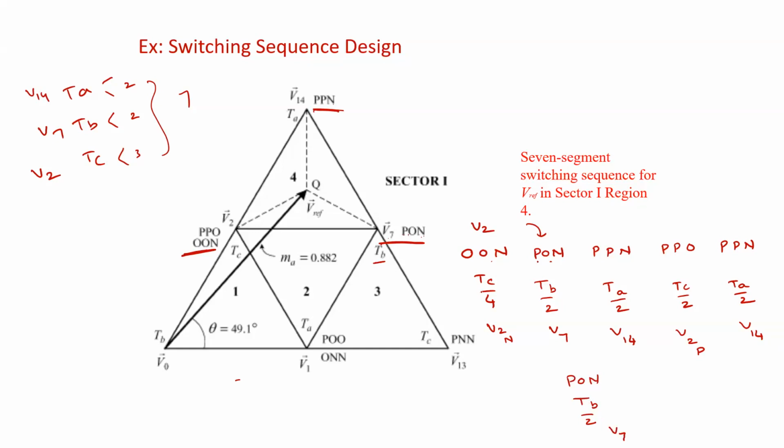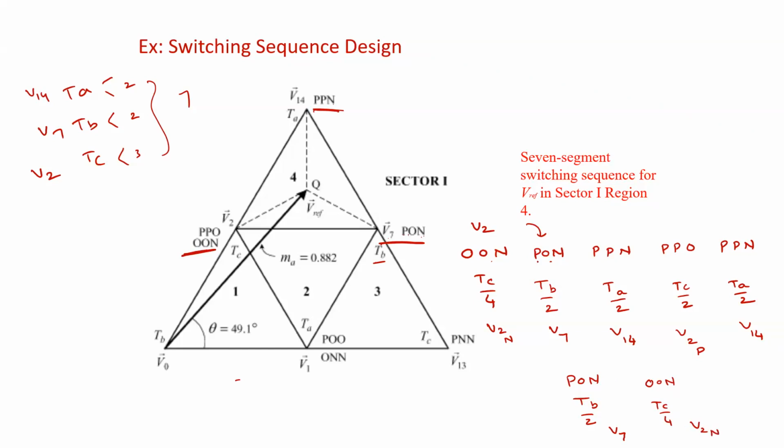So we have started with this TC by 4 period of time, right? So what is this TC by 4 period of time? Again this is 0, 0, N, so this is the V2 N vector. Understood? So this is how we arrange the switching sequence.